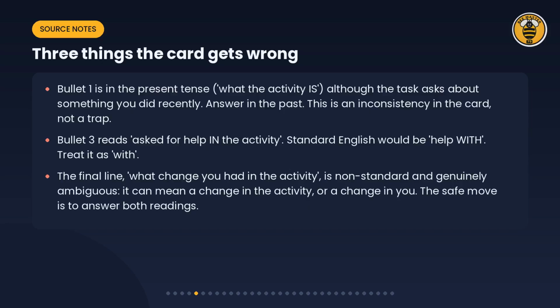Before we plan, 3 honest notes about this card. We flag these rather than quietly fixing them. The first bullet is in the present tense even though the task is about something you did recently, so answer in the past. The third bullet says help in the activity where standard English would say help with. And the final line is genuinely ambiguous. It could mean a change in the activity or a change in you. The safe move is to answer both.